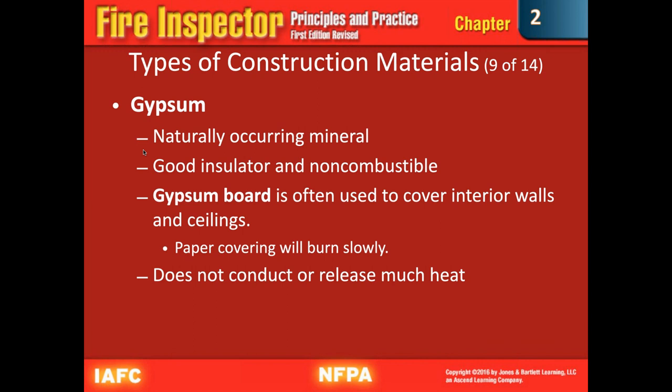Anyway, gypsum. So gypsum board, you guys probably know exactly what this is. And if not by name, then when you start to see what else it's called, you're going to be like, oh, yeah, I know what that is. So gypsum is a naturally occurring mineral made of calcium sulfate and water. It's a good insulator. It's non-combustible. And gypsum board is often used to cover interior walls and ceilings. It's also called drywall, sheetrock, plasterboard, that kind of stuff. So we're all familiar with it.